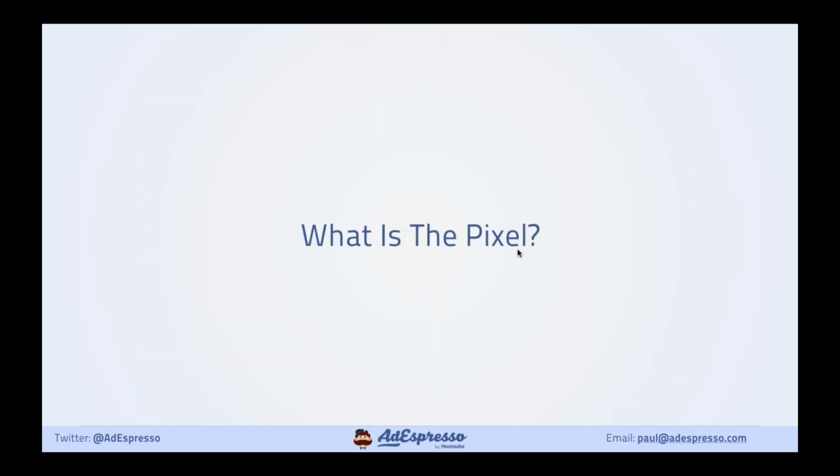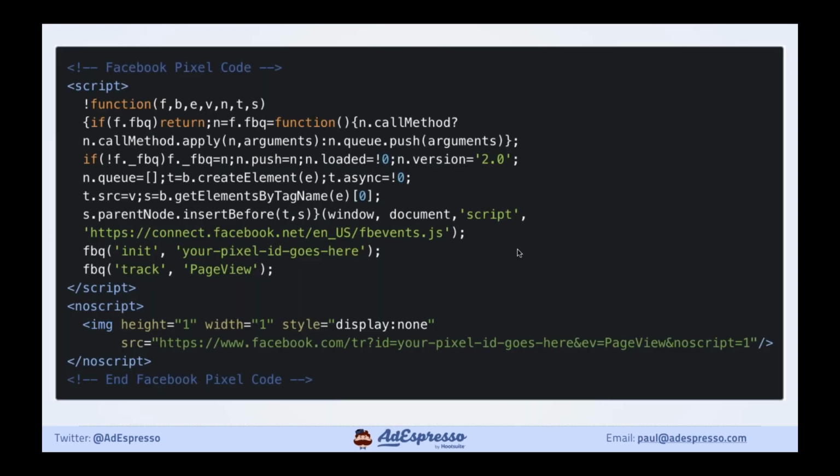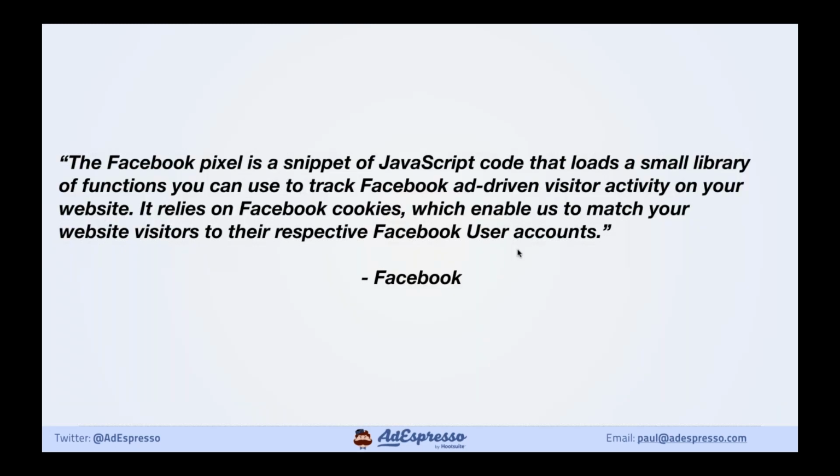So let's now move on from the benefits of the pixel to consider what the pixel actually is. So let's go and reveal the pixel. So at this stage, don't be scared. This is a pixel. It looks like a load of code, but don't worry. We don't need to be coders. I'm not a coder myself, but I just wanted to give you a peek into what the pixel actually looks like. Now, what does this mean in human language? Well, Facebook define it as a snippet of JavaScript code. And what that JavaScript does is it loads a small library of functions that allows you to track both ad-driven activity, but also anything organic as well.